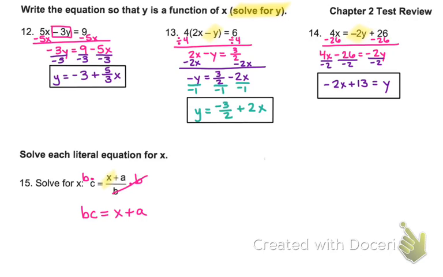Now the only thing left to do is get rid of the addition of a by subtracting a from both sides. Once again, no like terms on that left side, so just write them next to each other, and x is alone, which was our goal.